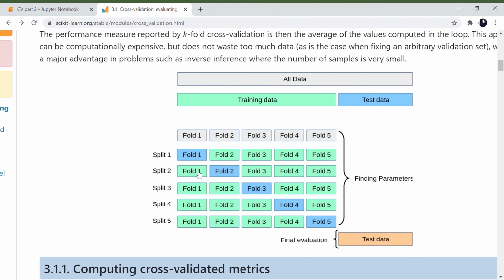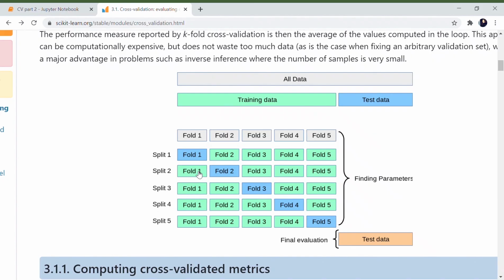So it's more of a bias-variance tradeoff, where you really don't want something that is really biased, and at the same time you don't want something that has a very high variance. So generally 5 folds or 10 folds are a really good number of folds for cross-validation. So now let's start our example.